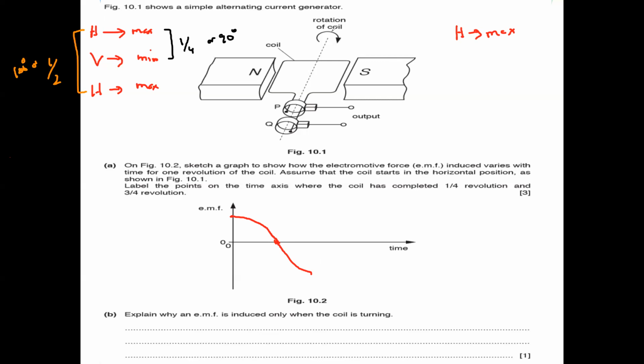Then again from horizontal position, it will be vertical position. When it is vertical position, again it will be minimum. So this will be the minimum point. And what about this rotation? From the starting point, this rotation is how much? The first was quarter, then half is there, and this is 3/4 or 0.75, we can also say.